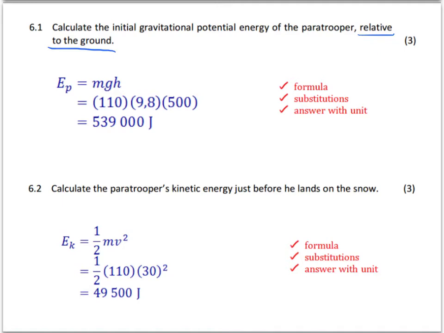In question 6.2, you are asked to calculate the paratrooper's kinetic energy just before he lands in the snow. Here we need to use that terminal velocity of 30 meters per second, the formula for kinetic energy, half mv squared. Substituting into that formula, and we get 49,500 joules. Also another easy 3 marks.